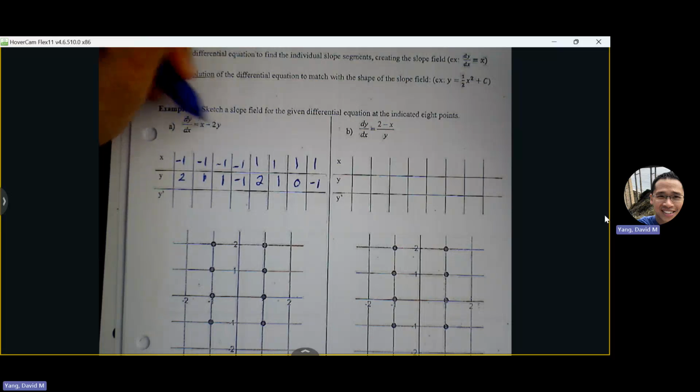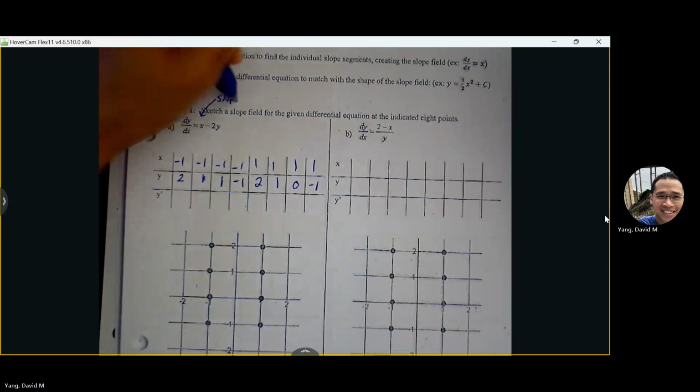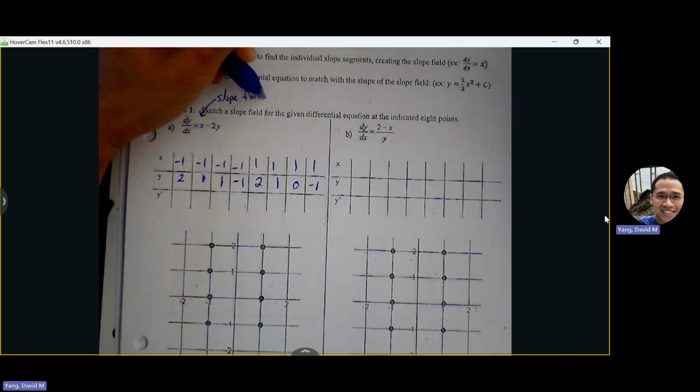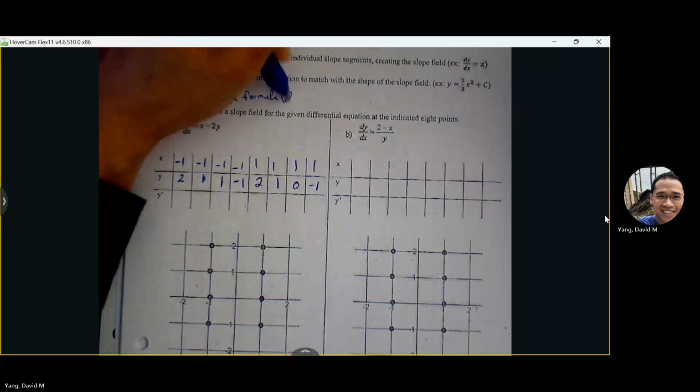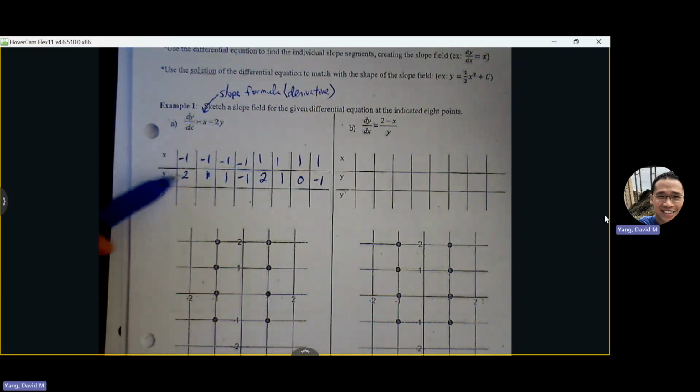So we have a differential equation, x minus 2y. Again, this is our slope formula for our derivative. Okay, so let's start off with ordered pair -1, 2.